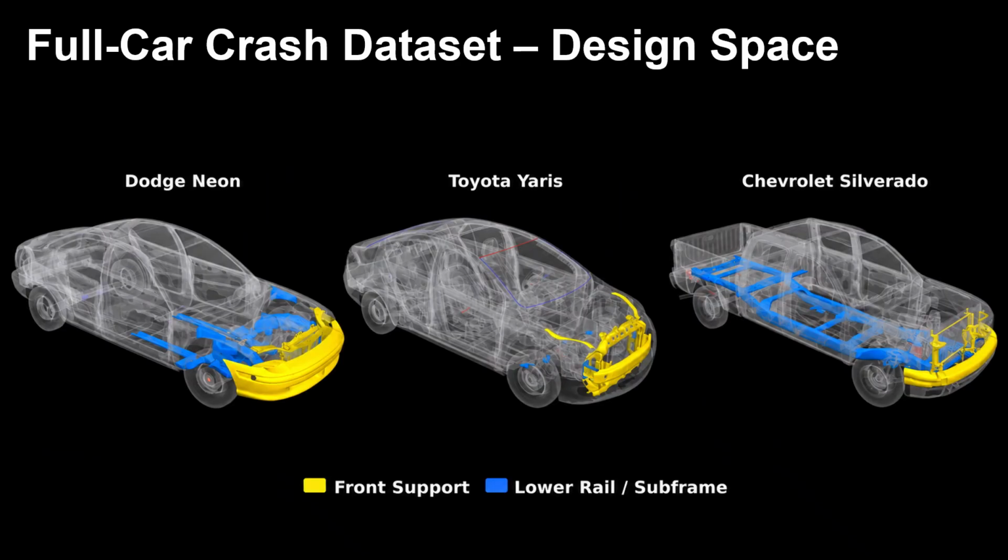The 3 car models also contain very different internal structures. The Dodge Neon, Toyota Yaris, and Chevrolet Silverado also use different front support systems, lower rails, subframes, suspension components, and load paths. These components govern how impact forces are transferred through the car. This diversity makes the dataset significantly more challenging than simplified body-in-white or single-component crash benchmarks.